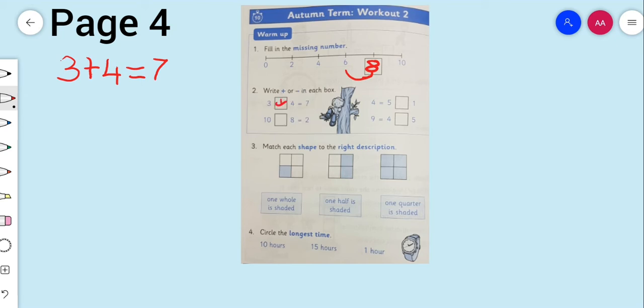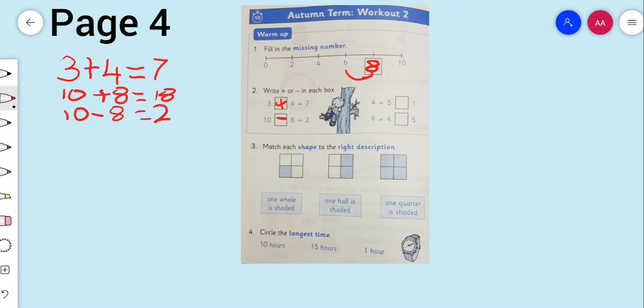And in the second one, it says 10 something 8 is equal to 2. First, let's see what 10 plus 8 is. 10 plus 8 is equal to 18. But here we need the answer 2, not 18. So now let's try 10 take away 8. 10 take away 8 is equal to 2. So that's answer is correct. So we'll take away it.